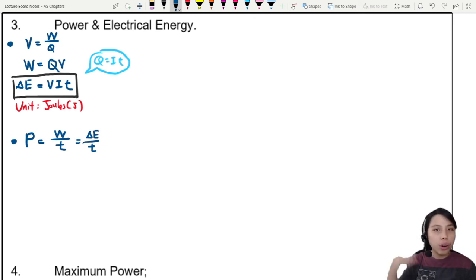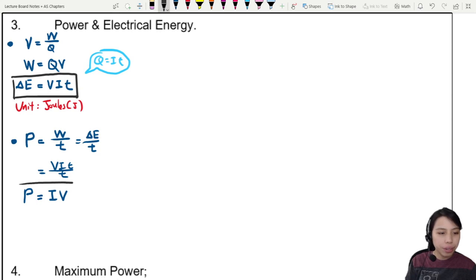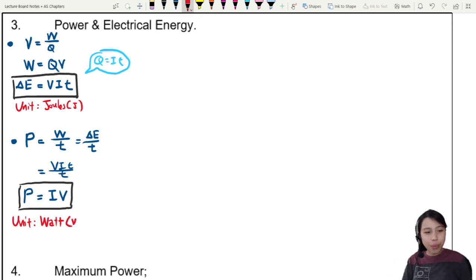And you can substitute your energy equation up there. You will get power equals VIT over T. So at the end of the day, you have P equals IV. This is the main equation where you will be calculating your power. But of course, there are other methods for this, but hang on a second. We write down the unit. Power also has a unit. The unit is watt. What is the unit? Watt.